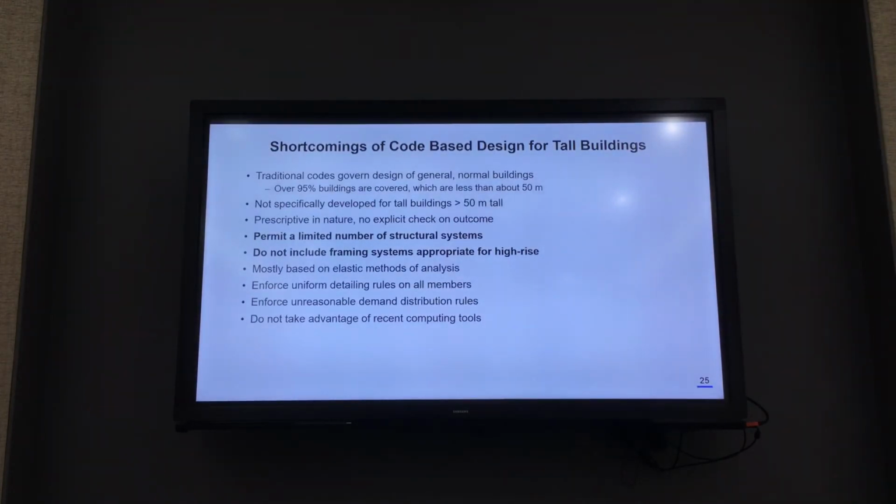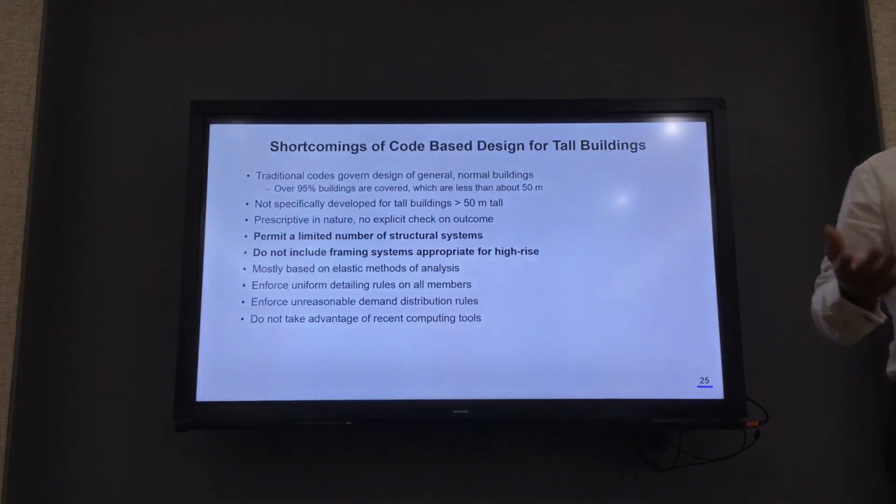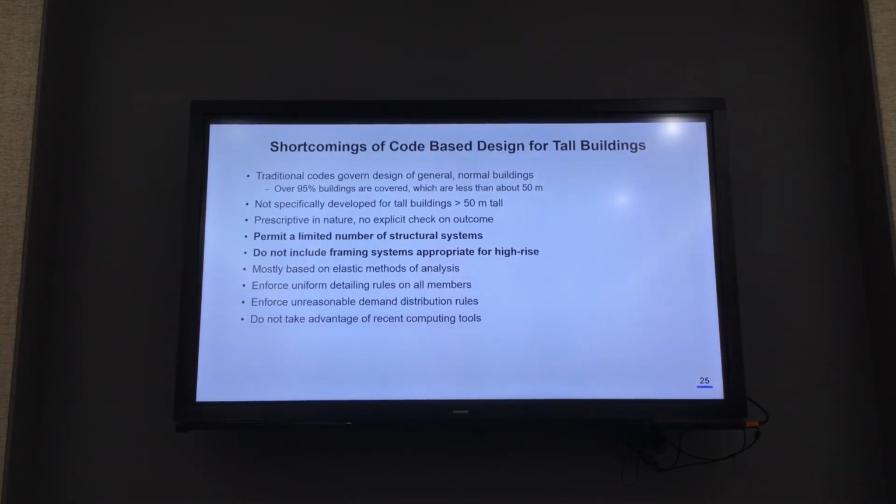So there are many other provisions. R factor, you don't have to use what the code is saying. You can find your own R factor from nonlinear analysis. Similarly, the omega factor, you don't need to use omega factors also in PBD, right? Because you're dealing with real demand versus real capacity, including the increased concrete and steel strength.